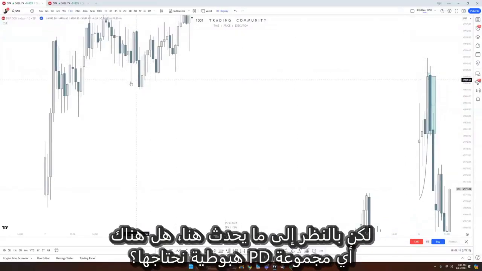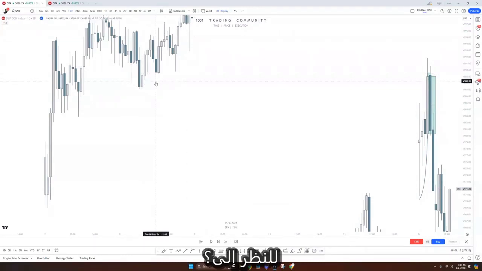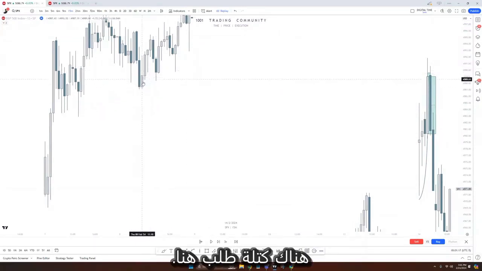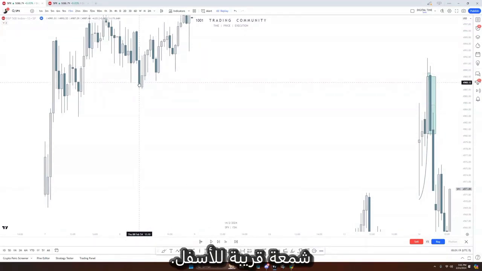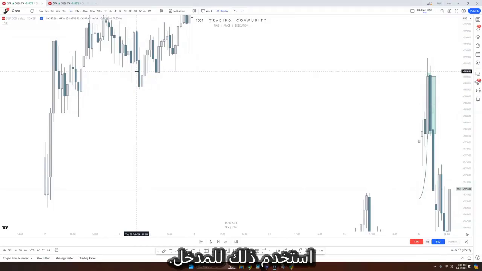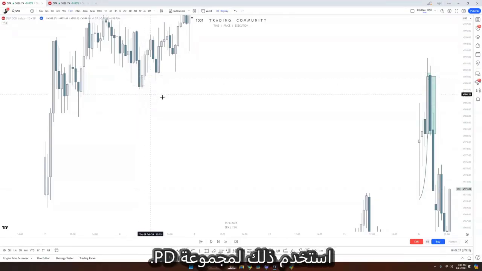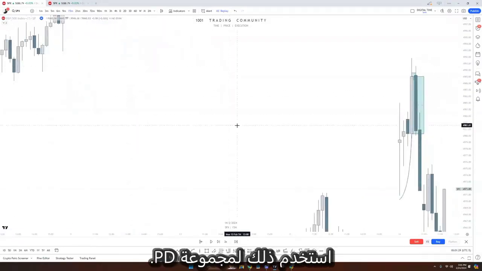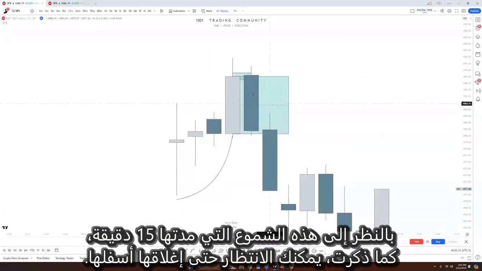But looking up here, what's happening up here? Is there any bearish PD array that we need to look at? There's an order block right here. Down close candle. Okay? Right there. Use that for an entry. Use that for a PD array. Looking at these 15-minute candles, as I mentioned, you can wait for this to close beneath.